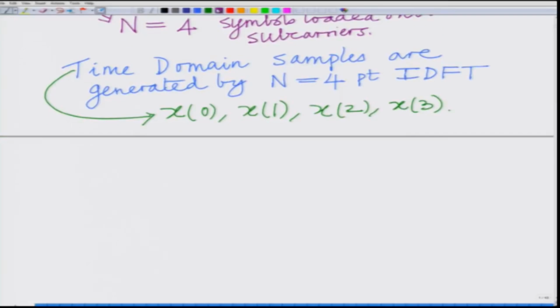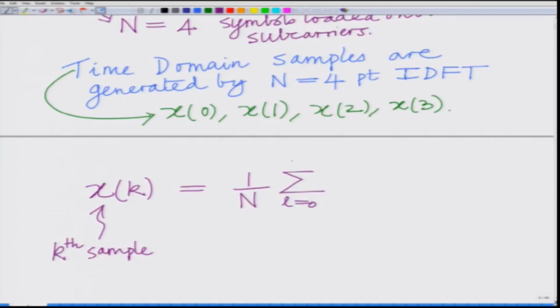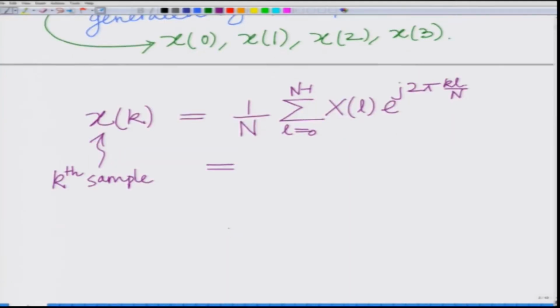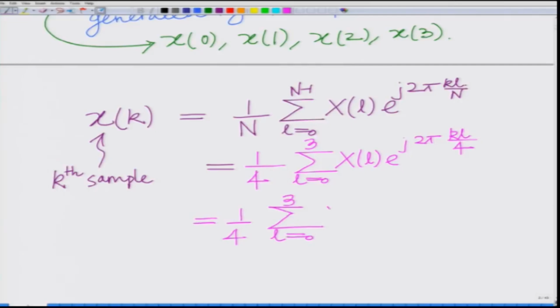And therefore, xk, which is the kth sample, what is xk? xk is the kth sample, and this is equal to 1 over N summation L equal to 0 to N minus 1 of capital XL e raised to j 2 pi KL divided by N, which is equal to 1 over 4 summation L equal to 0 to 3 of XL e raised to j 2 pi KL divided by 4, which is in turn, simplifying as far as possible, summation L equal to 0 to 3 of XL e raised to j pi by 2 KL. Okay.